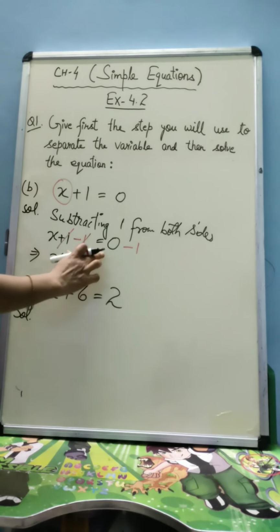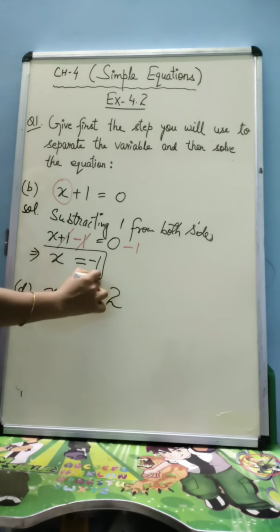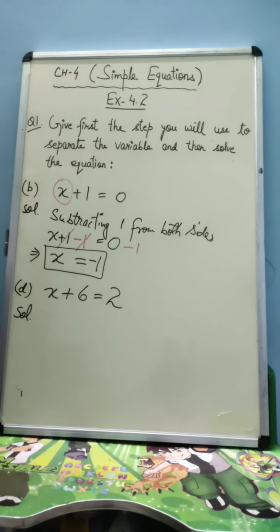And what remains in the RHS? 0 minus 1 is minus 1. So the answer is x is equal to minus 1. I hope this is clear to everyone.